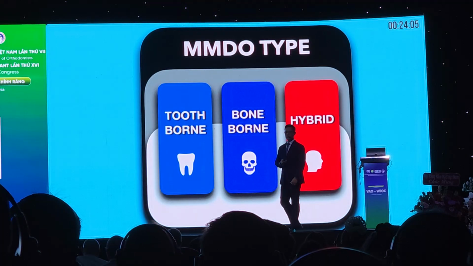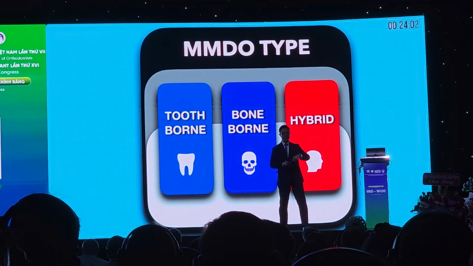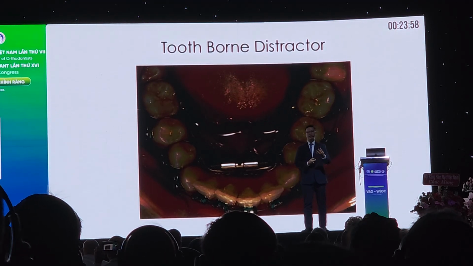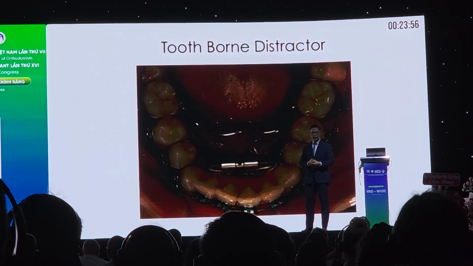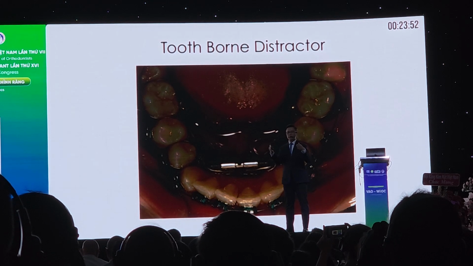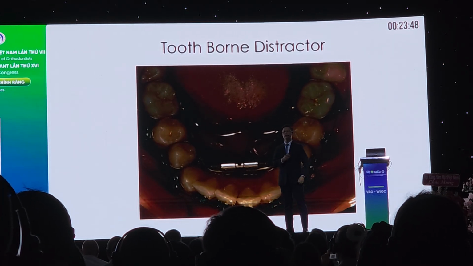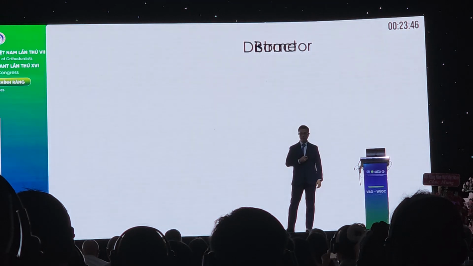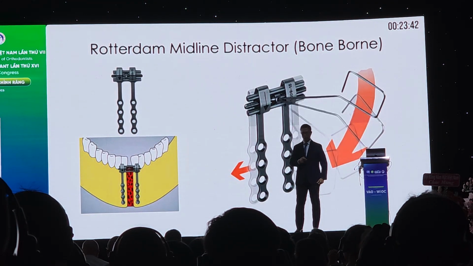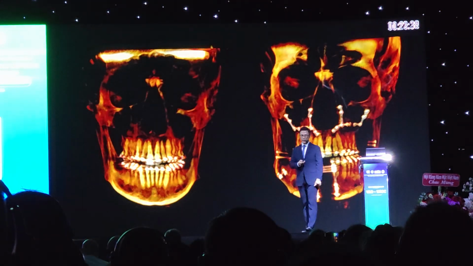There are three different types of expander. One is a tooth-bone hybrid, like the upper RPE. So this is a tooth-bone distractor, basically the same as a four-banded RPE. But the problem is the jack screw: if the lower jaw is extremely narrow, you cannot place the jack screw from the lingual side. That's the problem. Another one we call the Rotterdam midline distractor. This is a bone-bone distractor. And this is an example of the bone-bone.